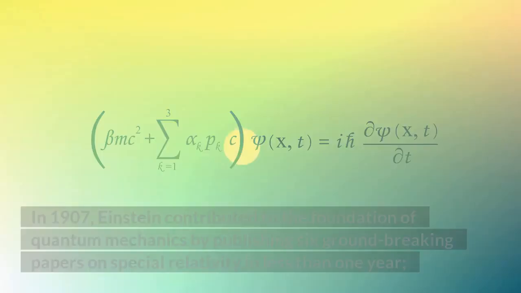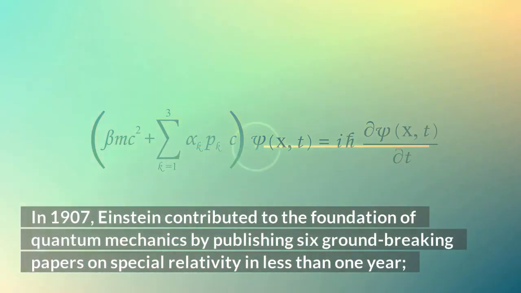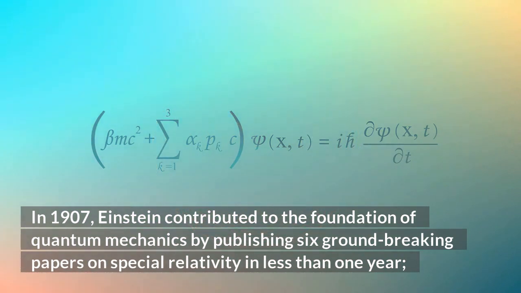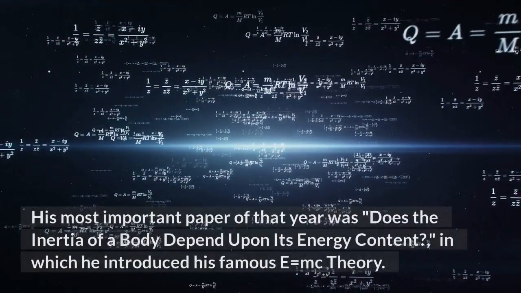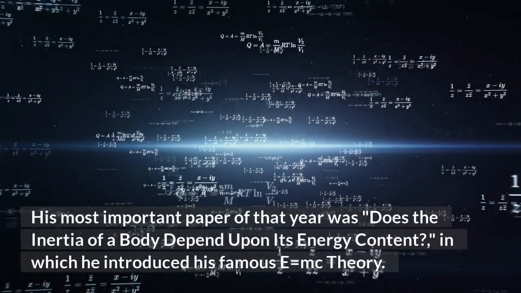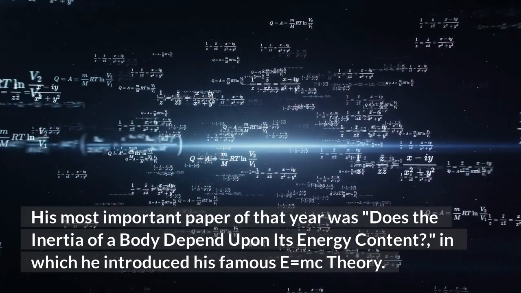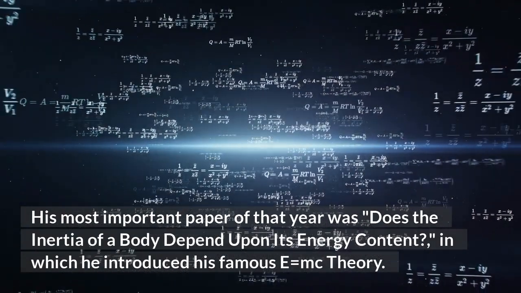In 1907, Einstein contributed to the foundation of quantum mechanics by publishing 6 groundbreaking papers on special relativity in less than 1 year. His most important paper of that year was Does the Inertia of a Body Depend Upon Its Energy Content?, in which he introduced his famous E equals mc² theory.